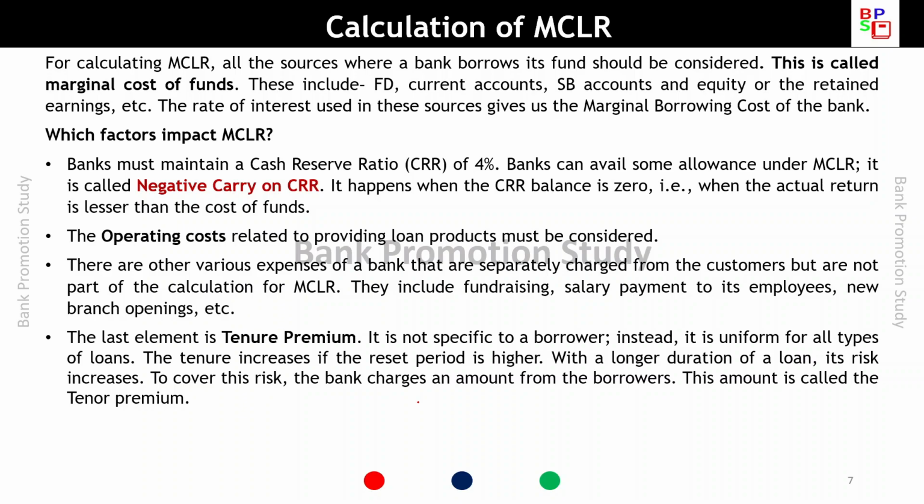The last element is tenor premium. It is not specific to a borrower. Instead, it is uniform for all types of loans. The tenure increases if the reset period is higher. With a longer duration of a loan, its risk increases. To cover this risk, the bank charges an amount from the borrowers. This amount is called the tenor premium.